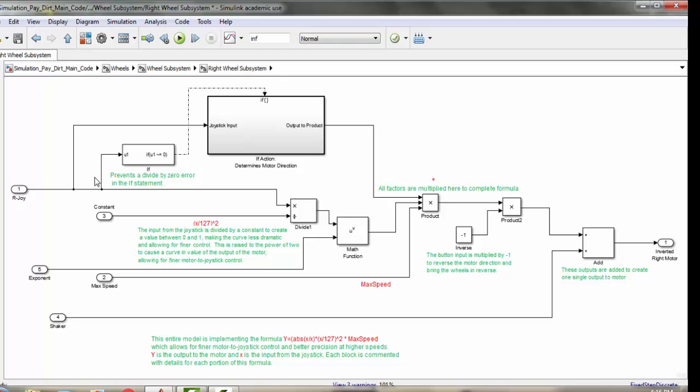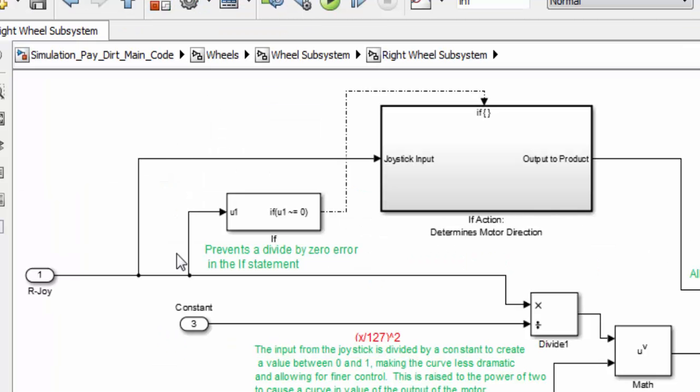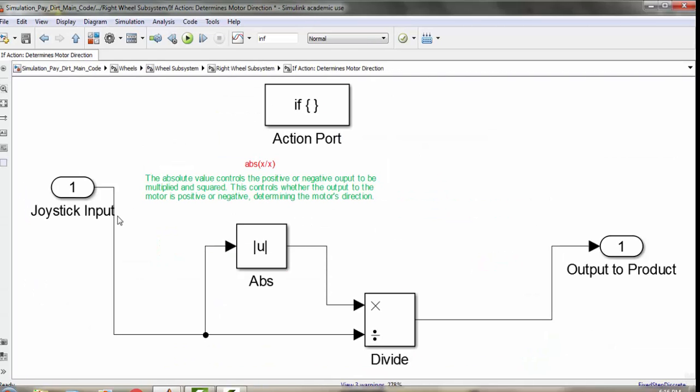We first start with the right joystick input not being allowed to equal 0. This will prevent a divide by 0 error in the if statement. Inside the if statement, the joystick input is divided by its absolute value. This controls the motor's direction.